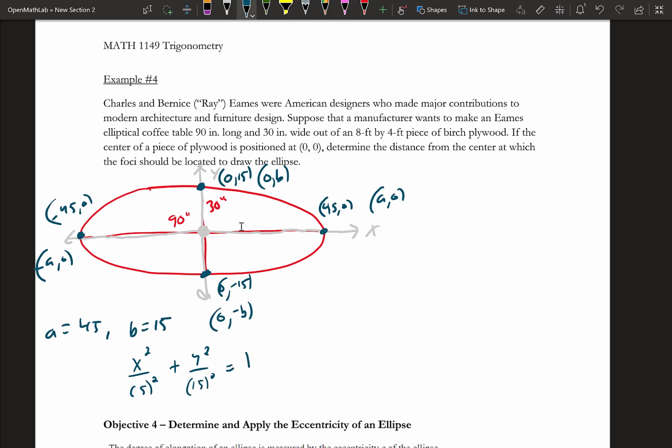So the equation, just simplifying that, would be x squared over 2025 plus y squared over 225 is equal to 1.